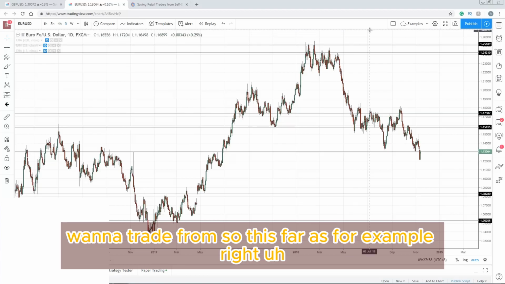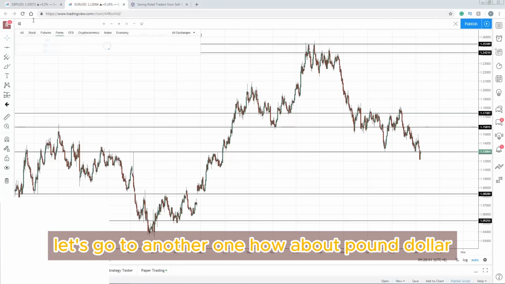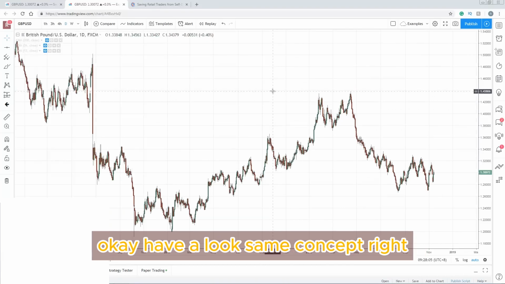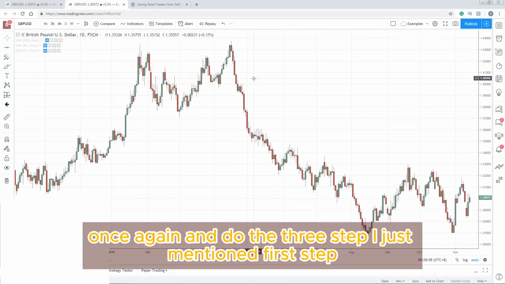So this is the first example, all right? Let's go to another one. How about pound dollar? Okay, have a look. Same concept, right? Let's just reset this once again and do the 3 steps I just mentioned.